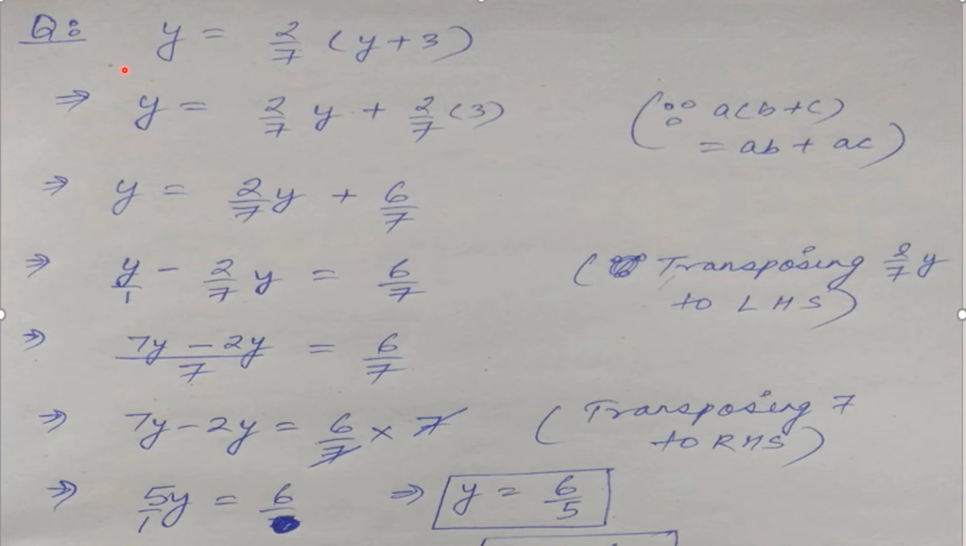Now the question is y is equal to 2 upon 7 in bracket y plus 3. In this question we have to follow first of all the BODMAS rule, which says the bracket should be solved first. It will follow the distributive property, that is 2 by 7 into y, 2 by 7y, 2 by 7 into 3. The equation becomes y is equal to 2 upon 7y plus 6 upon 7.